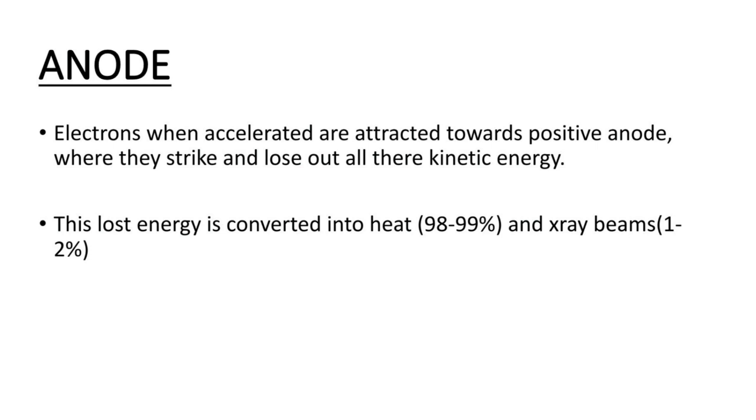Anode is positive electrode of X-ray tube. Here, accelerated electrons with kinetic energy strike off and lose all their energy. This energy loss is converted mainly into heat and rest 1 to 2% converted into X-ray beam.